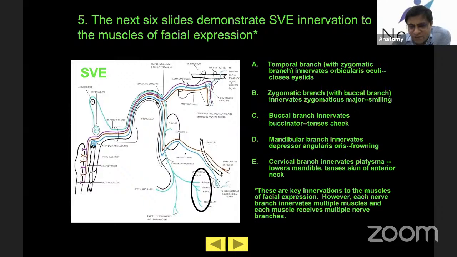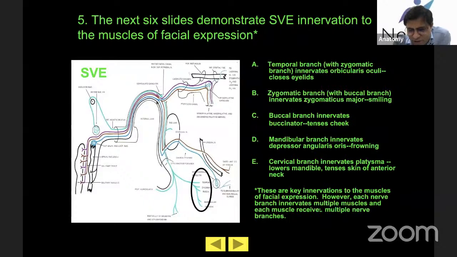Then there's the buccal branch which innervates the buccinator, which tenses the cheeks and pushes the bolus into the vestibule, and pushes the food between the teeth. So that's the function of buccinator. Now the mandibular branch will innervate the depressor anguli oris muscle and will show the expression of frowning, like grief or sadness. The cervical branch innervates the platysma and lowers the mandible as well as tenses the skin of the anterior surface of the neck.